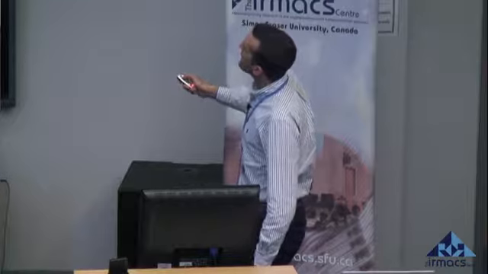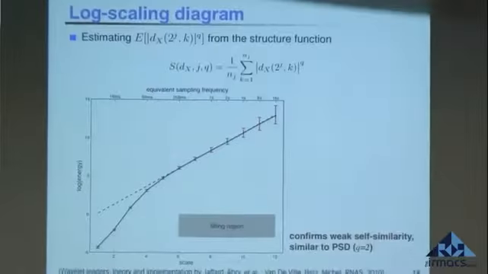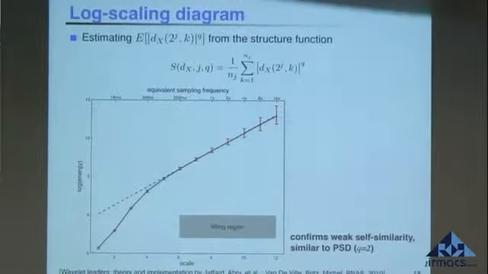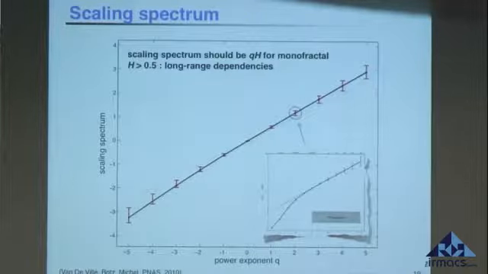And so you do that for each possible power exponent q, and each time you determine the slope of your power law behavior inside the fitting region, and you put those now on what is called the scaling spectrum, put those on a plot.